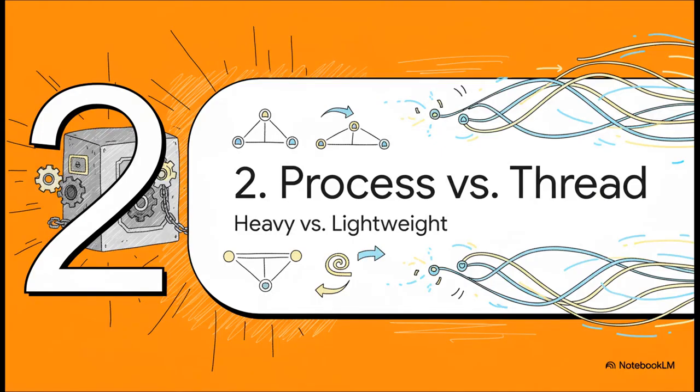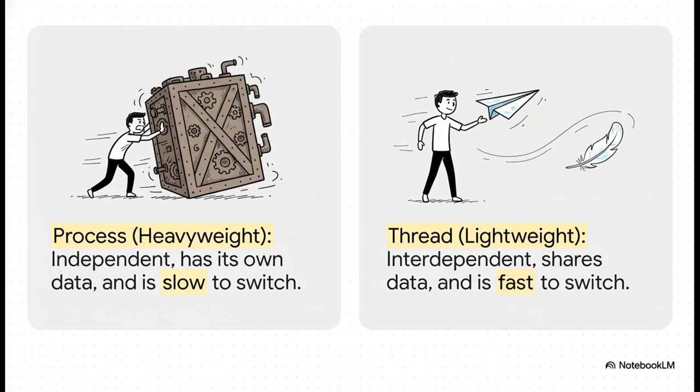Okay, so to really appreciate why threads are such a game changer, we have to compare them to their bigger, kind of clunky sibling, the process. This is where that whole lightweight idea is really going to click. So at a high level, a process is its own little self-contained universe. It's heavyweight because it has its own separate memory, its own copy of all the code, everything. And because of that, switching between two different processes is a really slow, expensive operation for your CPU. A thread, on the other hand, is lightweight. It lives inside a process, it shares resources, which means switching between threads is incredibly fast.